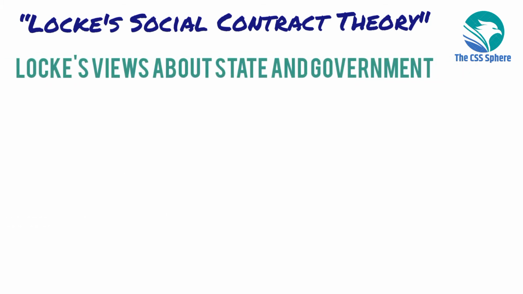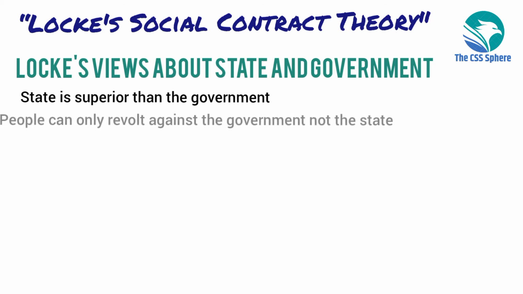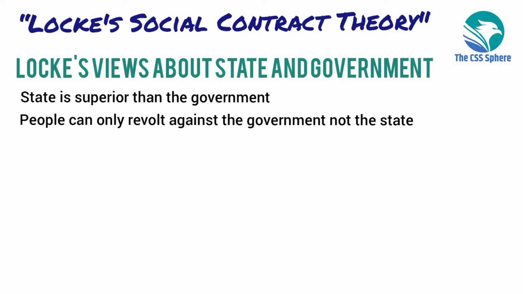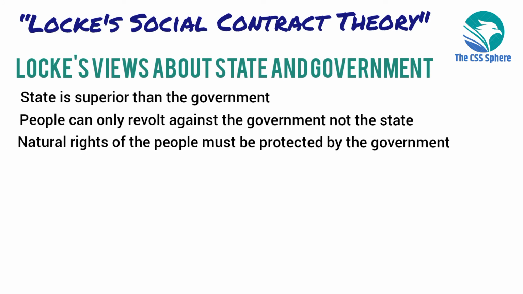Locke's view about state and government. According to him, the state comes into existence as a result of the second contract. The state is superior to the government. Locke said people have no right to revolt against the state. People can revolt against the government and can change the government for specific purposes. The natural rights of the people must be protected by the government. If the government fails to protect these rights, it deserves to be changed.